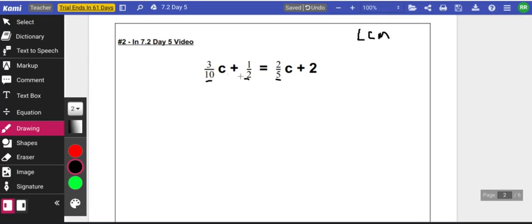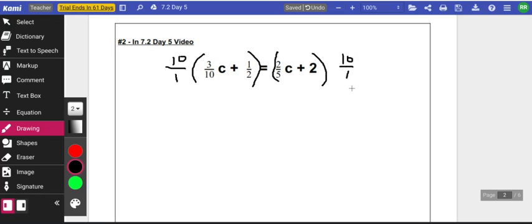Okay, so that would be what? Well, 10, right? 10 would be the least common multiple. Again, you can make a list. You could use ladder method, all strategies we have used in the past to determine the least common multiple. So what I'm going to do is multiply the left side by 10. So I'm going to put it in parentheses. So 10 or 10 over 1. And I multiply the right side by 10 or 10 over 1 as well. Because again, the golden rule for equations is whatever you do to one side, you must also do the same thing to the other side.